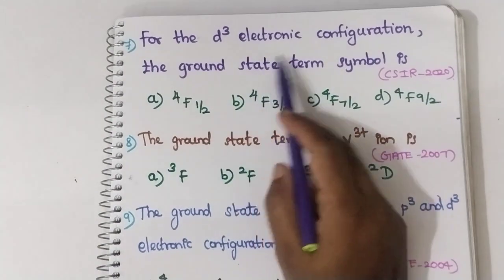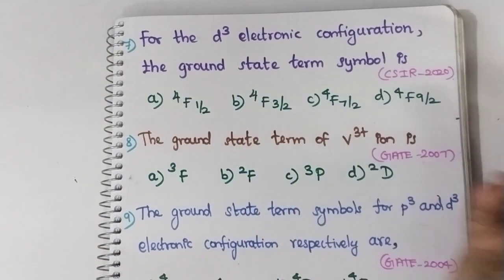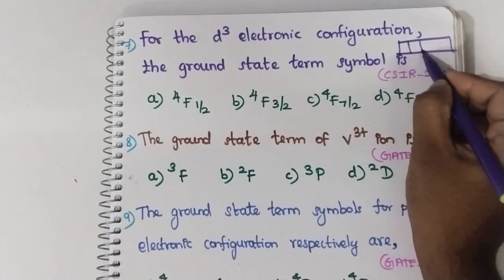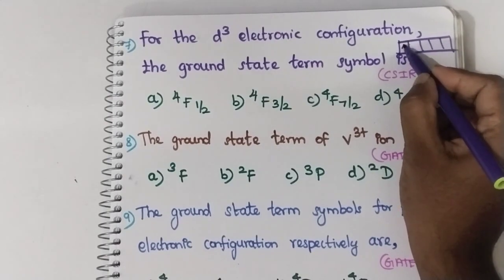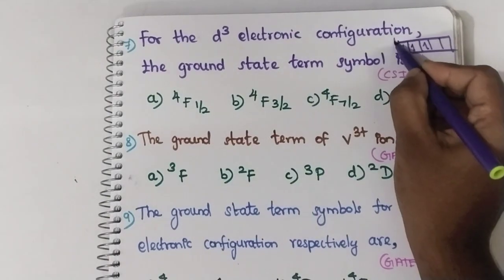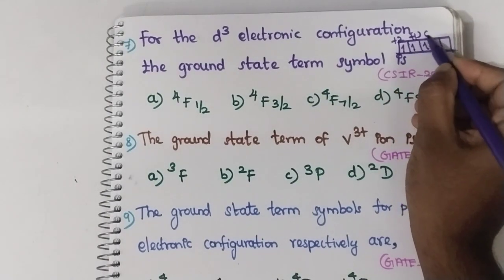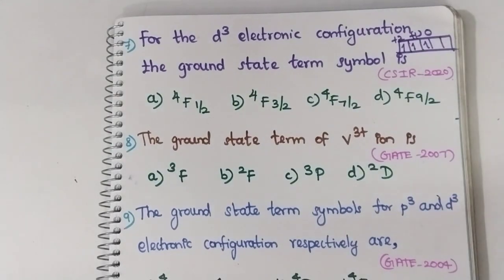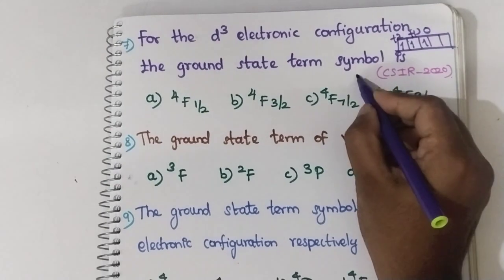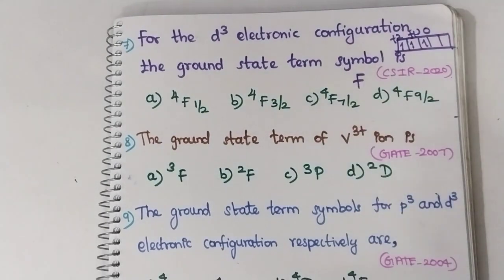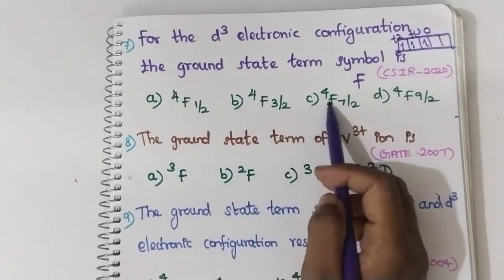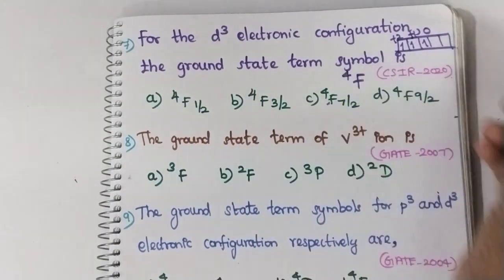So in this case, for the D3 electronic configuration, the ground state term symbol is. So how will you? D3 means three electrons, plus 2, plus 1, 0. So you have to add the L values. Here it is plus 2, here it is plus 1. So 3, right? 3 means F. Okay, 3 means F. All these options they have given F4. Okay, F4. So no need to confuse.